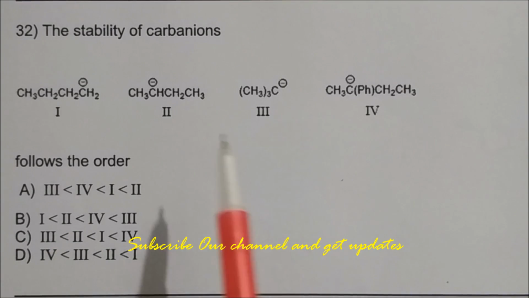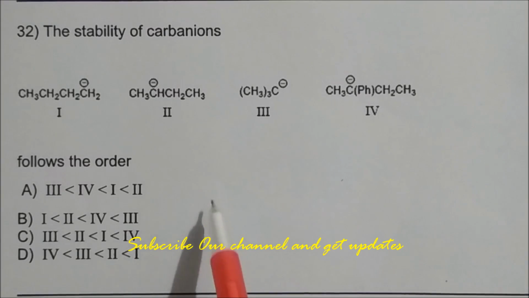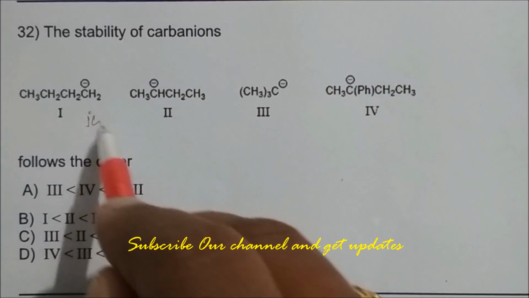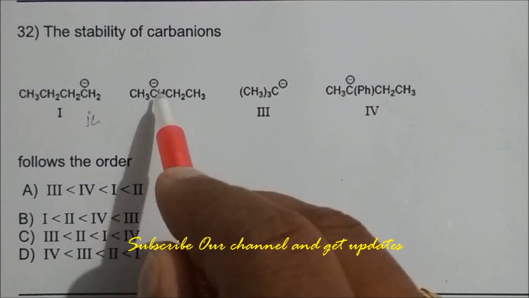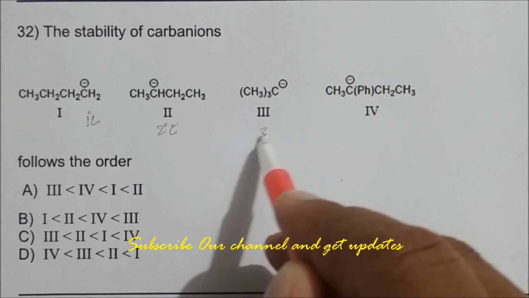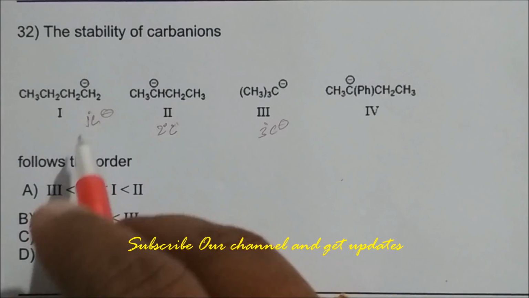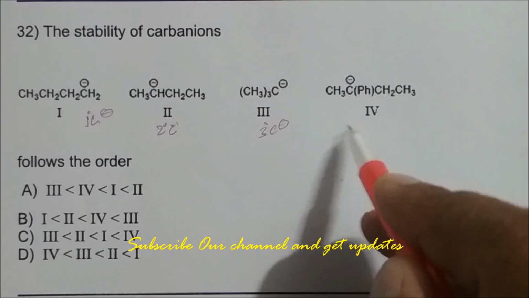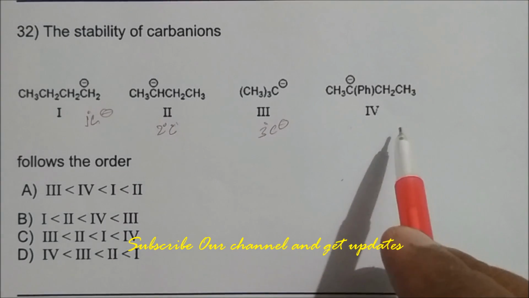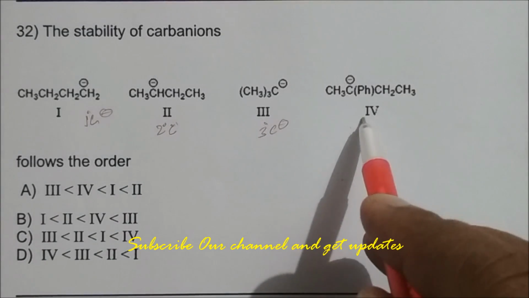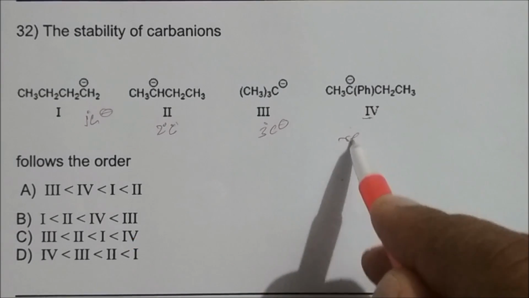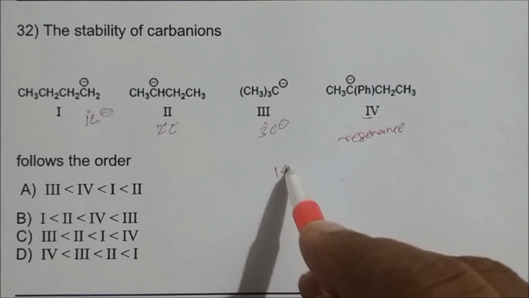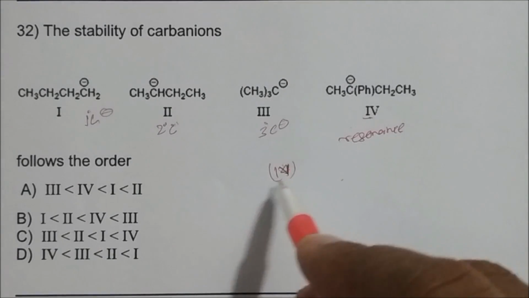The stability of carbanions. If you see carefully, 1, 2, 3, 4. In this case, this is a primary carbanion, this is a secondary carbanion, and this is the tertiary carbanion. And this one is under resonance. So as per stabilities, if you compare, this will be more resonance stabilized. So the fourth is your most stable anion.